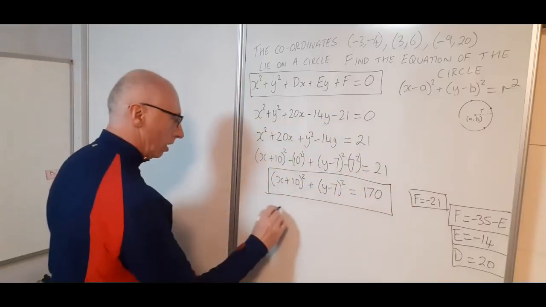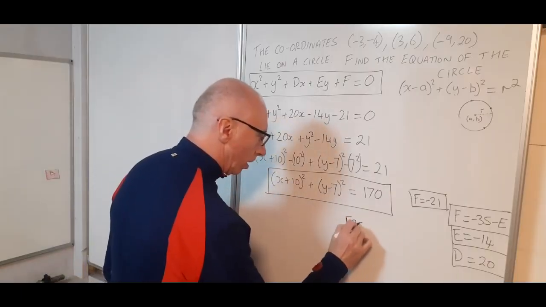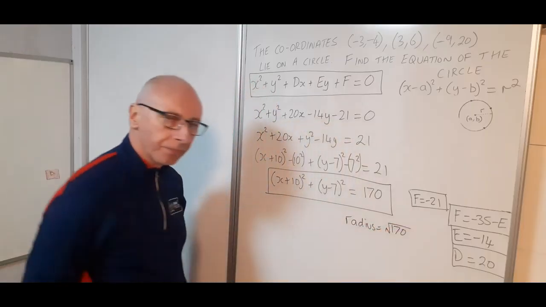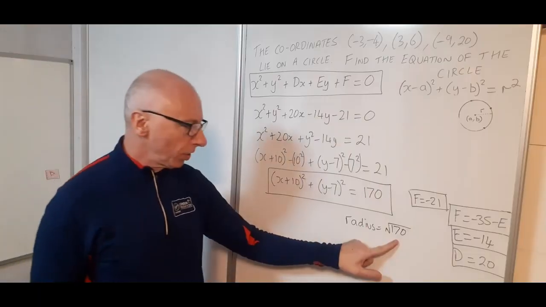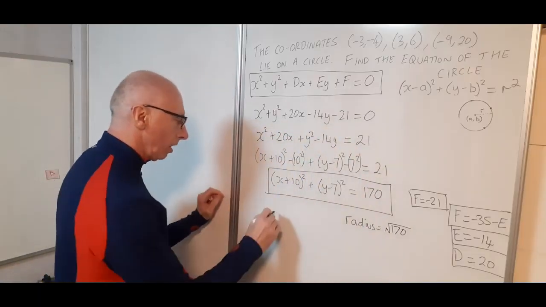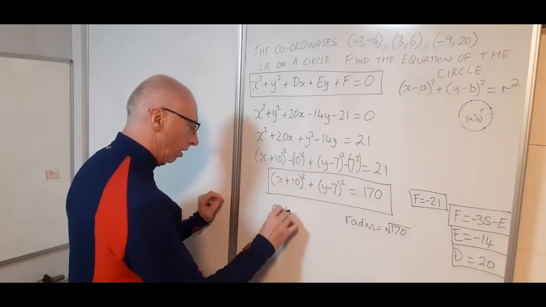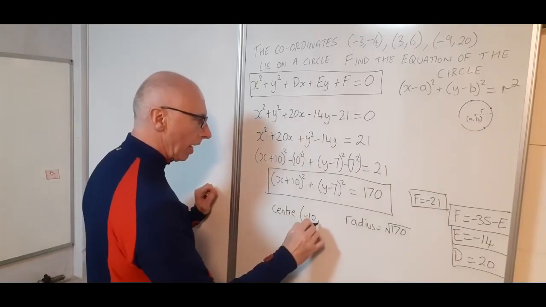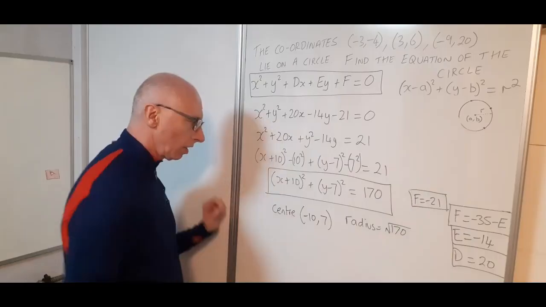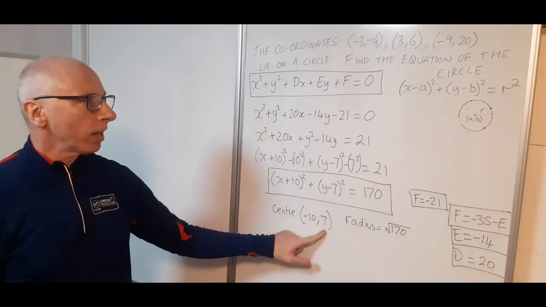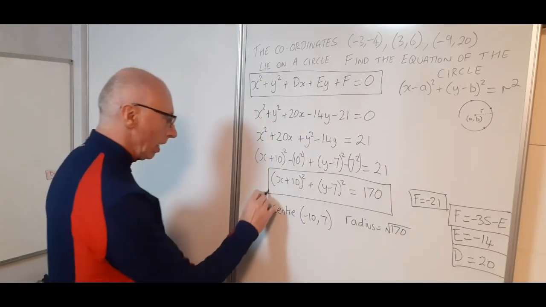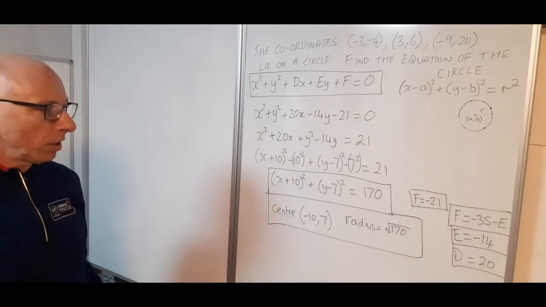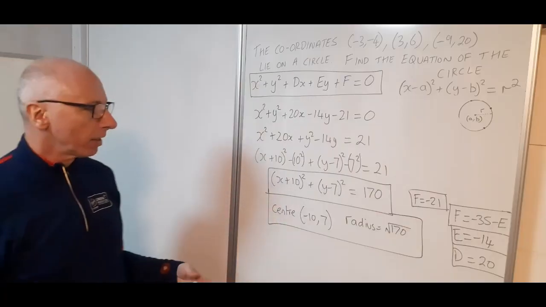Radius. So radius is square root of 170. So that's going to be just above 13. And then my centre. As I had it here, the centre of my circle is at minus 10, 7. So x is minus 10, y is 7 for the centre of my circle. And that's everything finished. And I'll put up a graph of this circle plugged into Desmos and you can have a look at that. Okay.